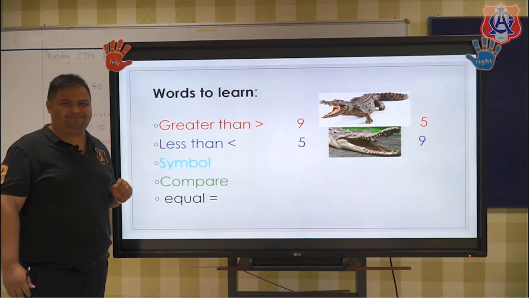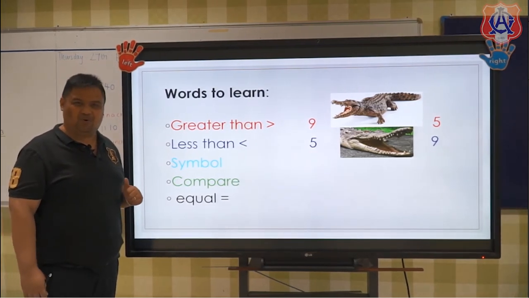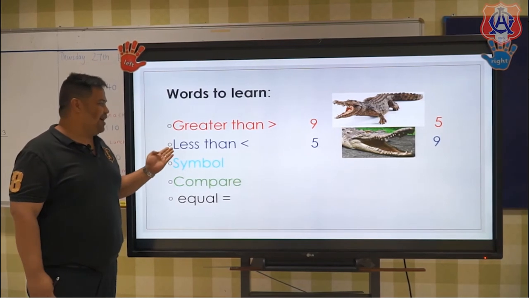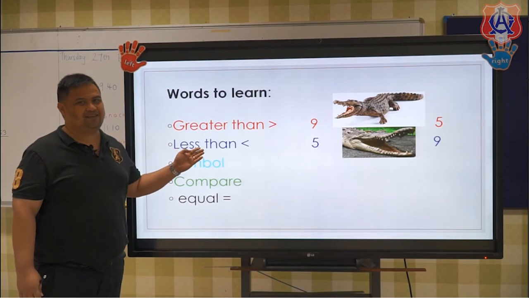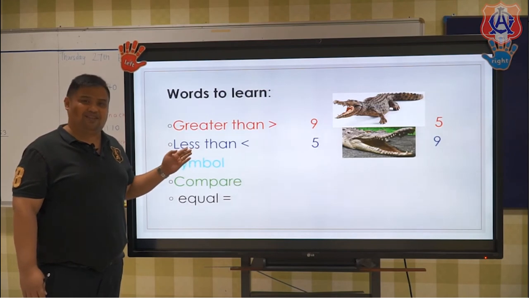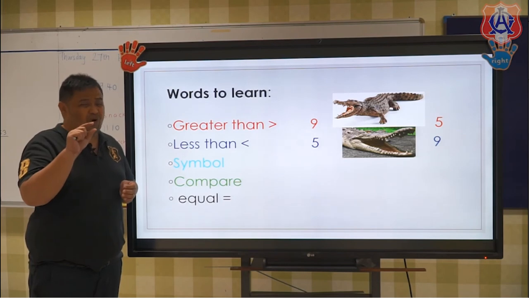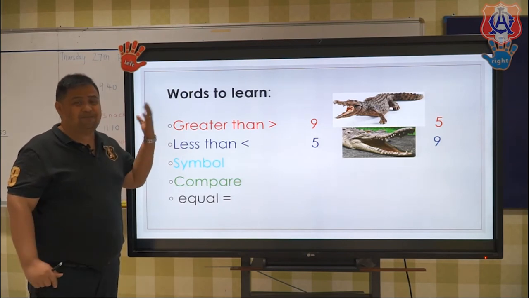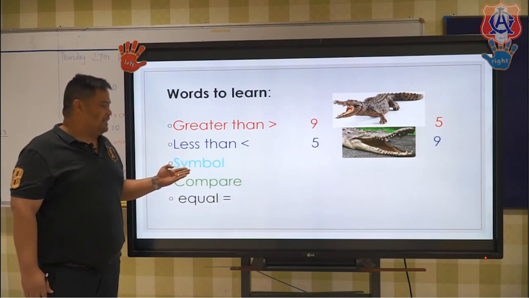Less than. Everybody say less than. This time, let's spell the word less than. That's L-E-S-S, less, and T-H-A-N, than. Less than. A little, a few, or of course, lesser than a certain number. Let's move to the next one.